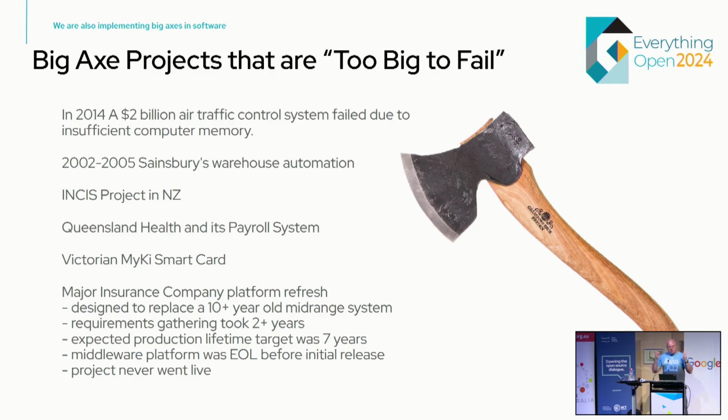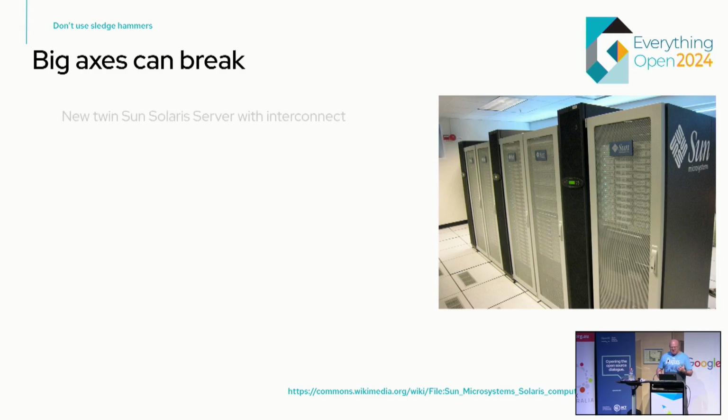Because they were stuck in this big axe mindset. And that's still a common problem. How can we change this? How can we be more agile? And then big axes can break in really, really interesting ways.